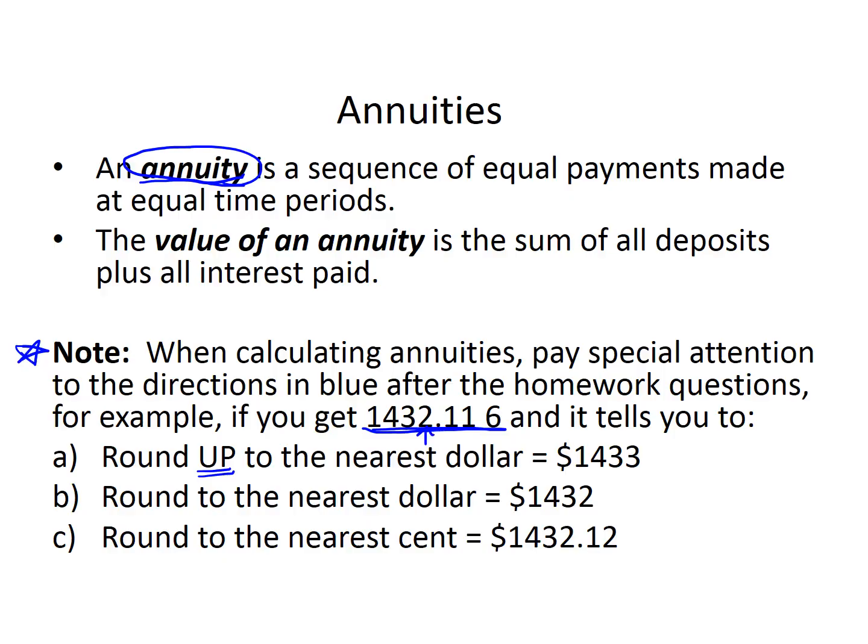1,433. Even though if you round to the nearest dollar, we know that the number after the ones place is less than 5, so we would round it to 1432. But sometimes it says round up to the nearest dollar, so you would just round up no matter what. Otherwise, it might say round to the nearest cent, and then of course it would be 1432.12, because the number after the 1 is larger than 5. So just pay attention to how it asks you to round in MyLabsPlus.